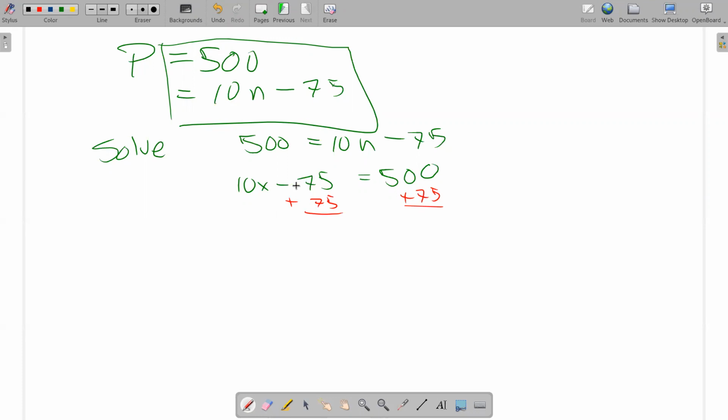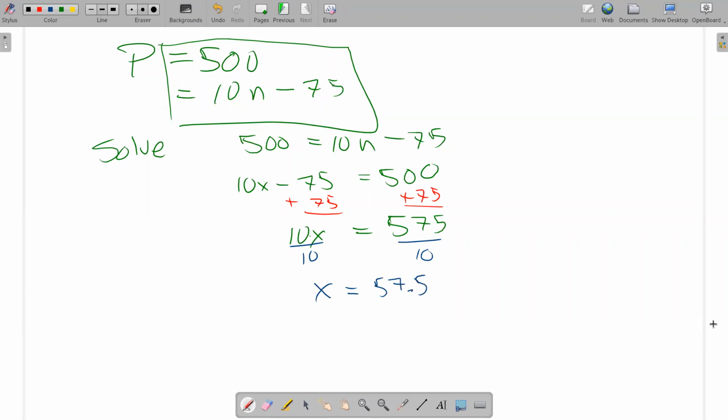So these disappear, right? Negative and a positive go away. Just leaves the 10x behind. Now I have 575. To get rid of a multiplication, we divide. So x should be, dividing by 10 shifts the decimal once, so I think that's going to be 57.5.